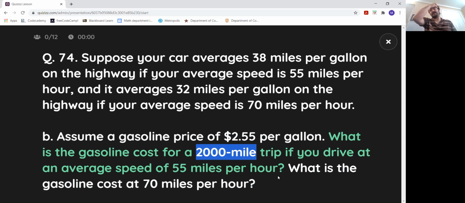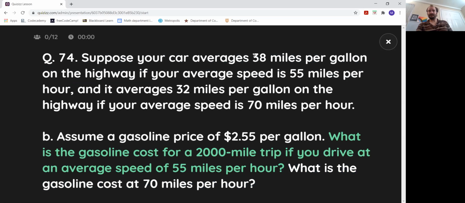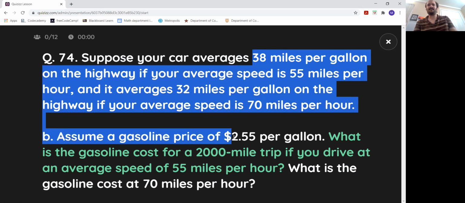So this is where you might have to read this first part. And I'll give you a hint. We don't need that part. We need this part, right? If we're driving at 55 miles per hour, we get 38 miles per gallon. So I'll give you a little bit more of a hint, I think. We're going to use this 38 miles per gallon.